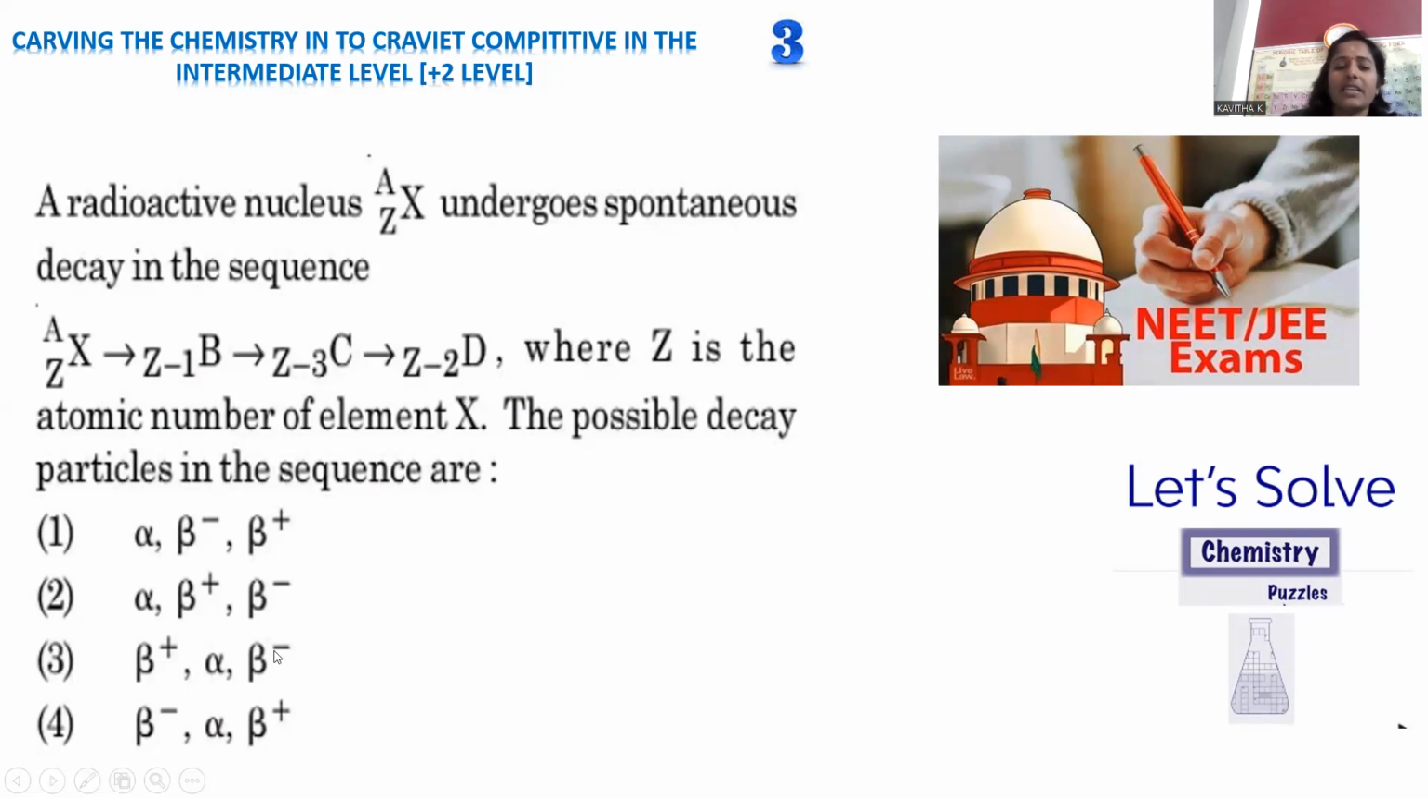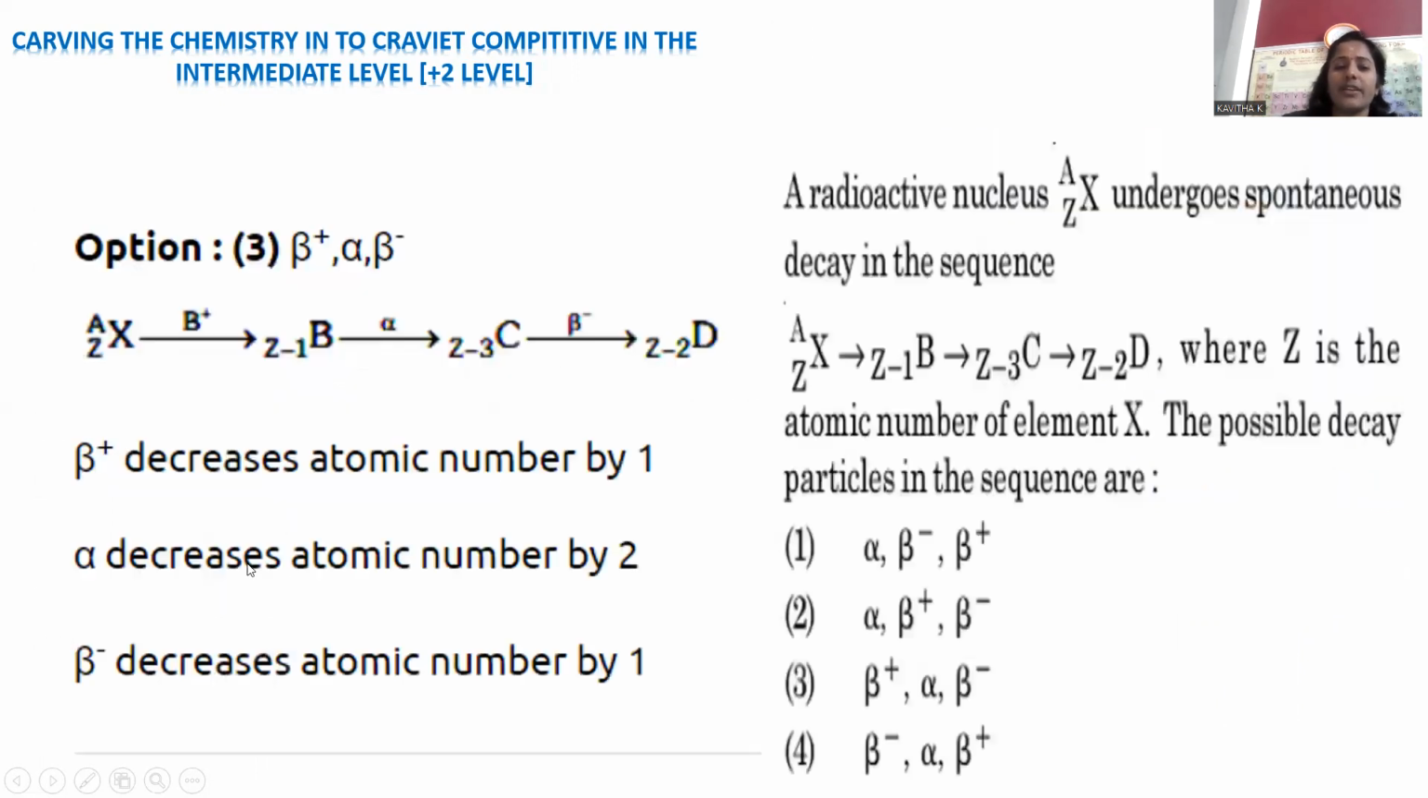What kind of particles are evolved, what kind of particles got emitted during the decay process, we have to find out.